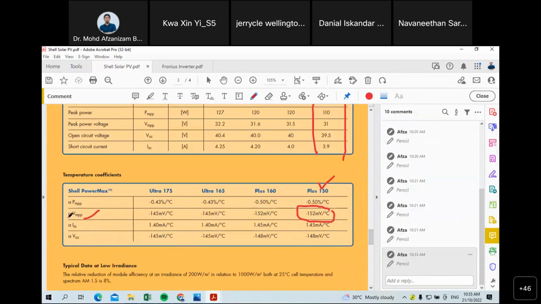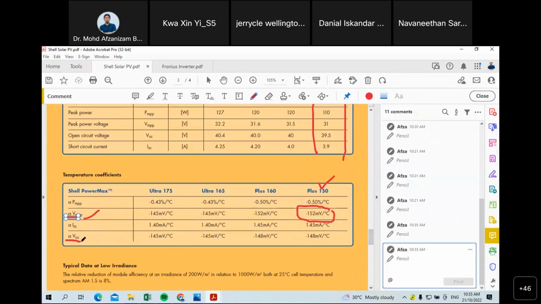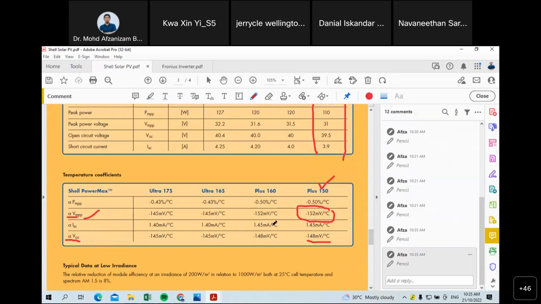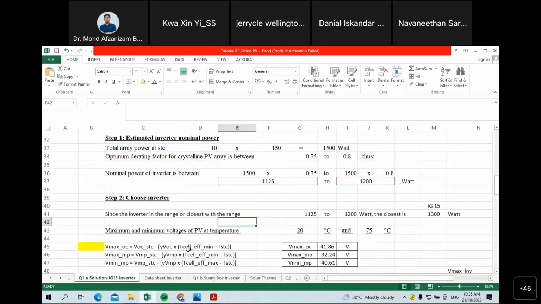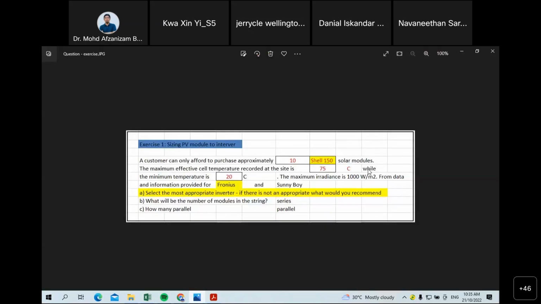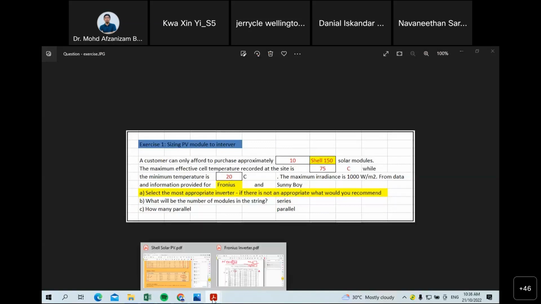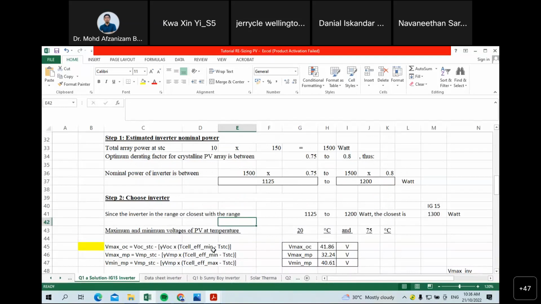Gamma VOC, this one. Then T cell effective minimum. T cell effective minimum means, from your question, the minimum temperature is 20 degrees C. So that one you should put the value of 20. Then minus TSTC. TSTC is what?